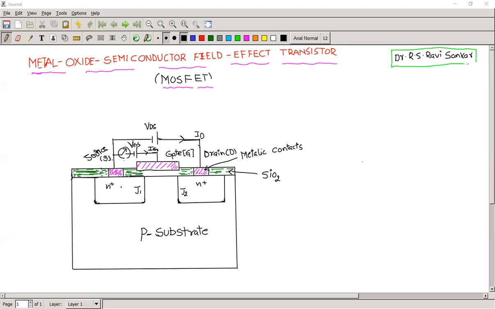See here, it is a three-terminal device. It is a drain, it is a source, the gate terminal.